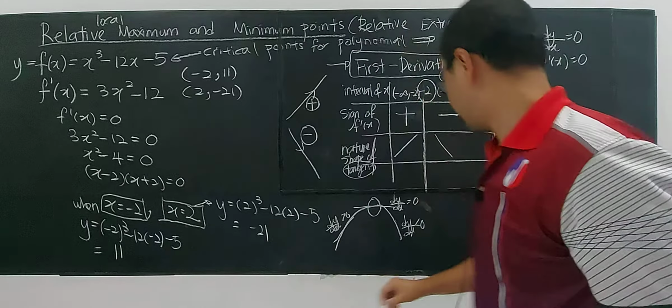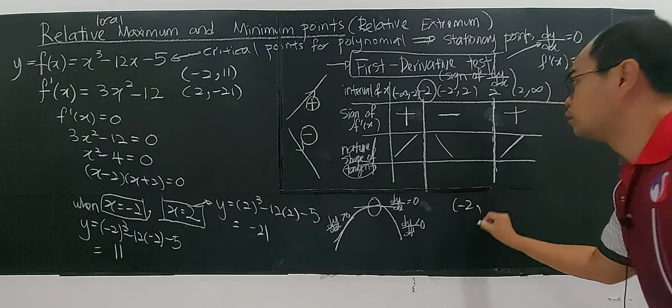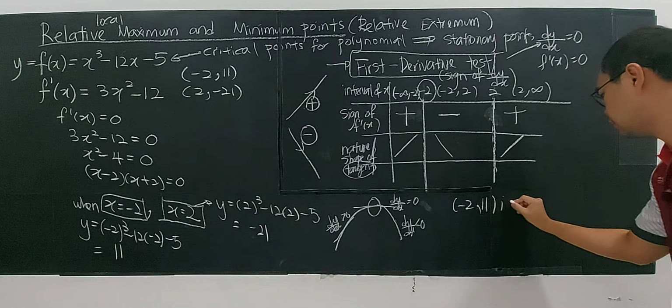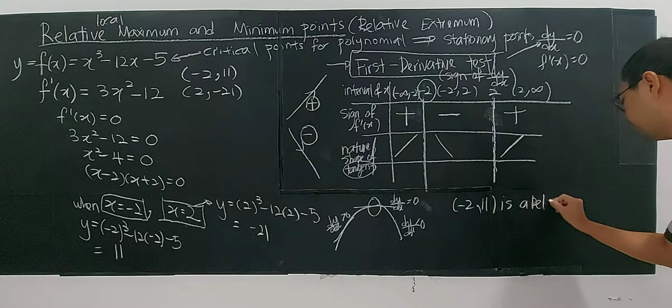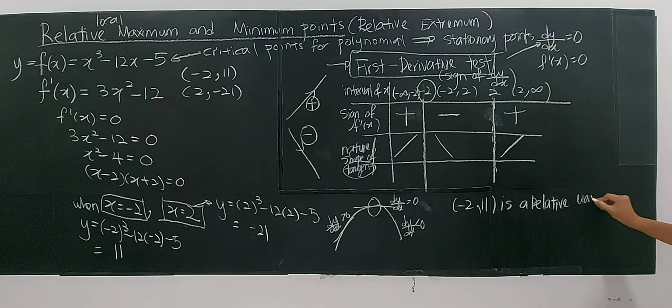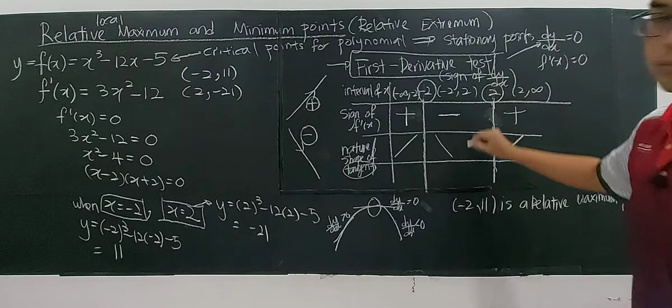So that means -2, which is this, is a relative, we use the word relative maximum point, right? Relative maximum point.